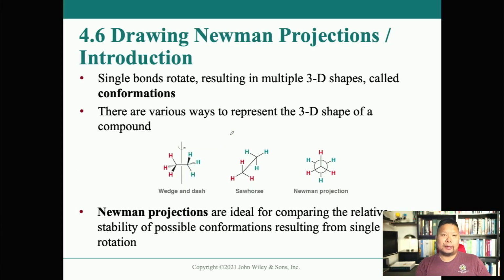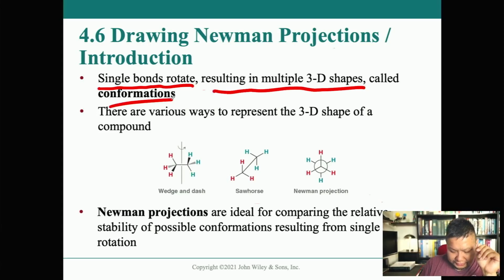Oh, man. Okay, so now that we're done with naming things, we've got to talk about conformations and Newman projections and stuff, which is actually kind of exciting because I have visual aids this time. First thing to recall is I said before you can rotate bonds around single bonds. So you can rotate substituents around a single bond, and it results in multiple 3D shapes called conformations, okay?